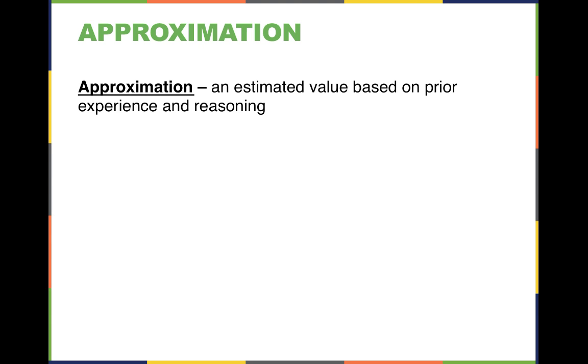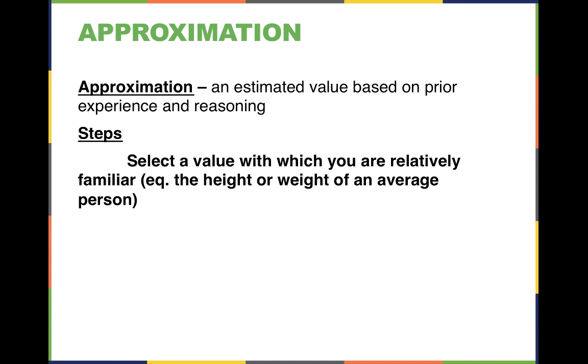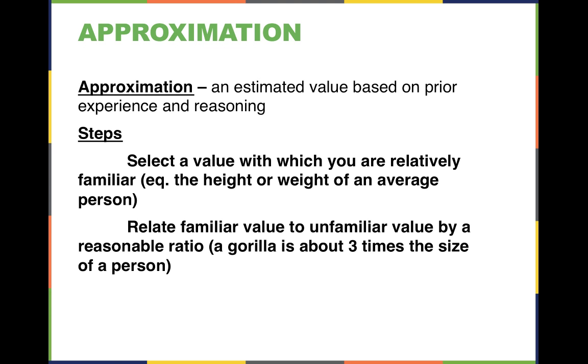Approximation is an estimated value based on prior experience and reasoning. Let me give you an example. First of all, you select a value with which you're relatively familiar. So let's say you know an average person's height or an average person's weight. Then you relate that value to something unfamiliar with a reasonable ratio.